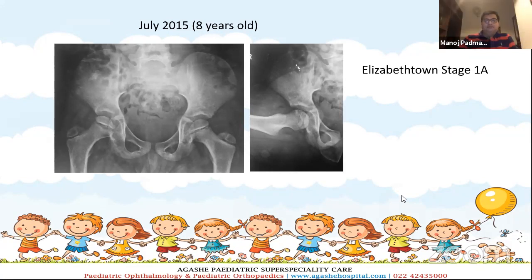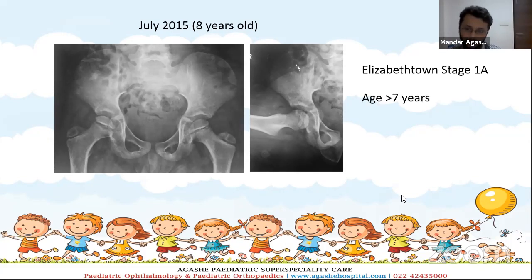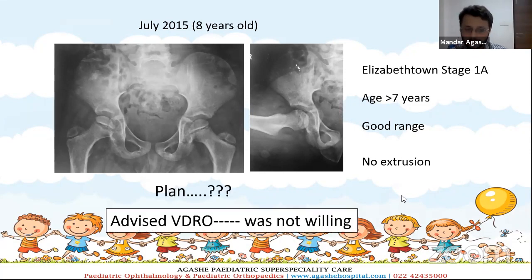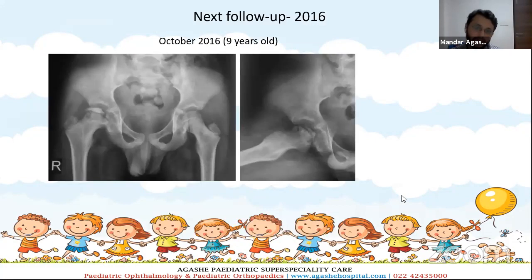Yeah. All right. So let's summarize. This is probably stage 1A. His age is more than 7, has good range and no extrusion. If you look at what we have been taught, this was July 2015. At that time I had advised a VDRO, but whenever we advise a VDRO for a child who has no pain, there's always someone next door who will say, why are you doing some surgical procedure? And they went away. His next follow-up was a year after that.